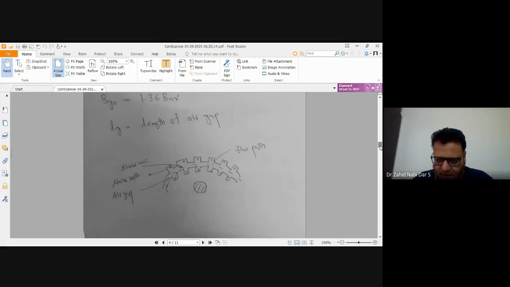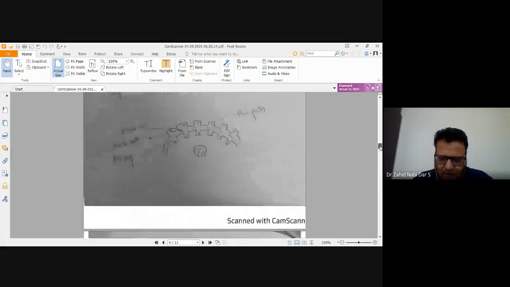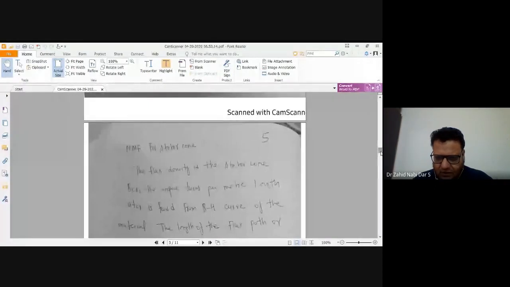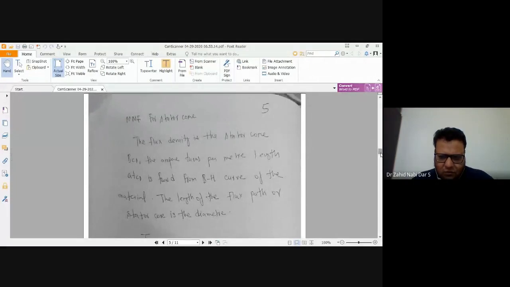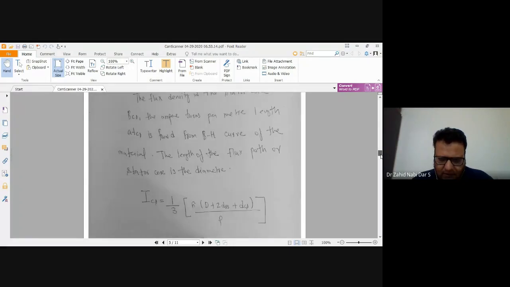So yes, in other class also we have studied various factors like diameter, depth of the rotor, diameter of the stator core, and other things. So now let's go for the MMF of stator core, how we will calculate. So the flux density in the stator core, that is BCS, the ampere turns per meter length, ATCS, is found from the BH curve of the material. The length of the flux path of the stator core is the diameter. See, this length, or this is my length LCS.